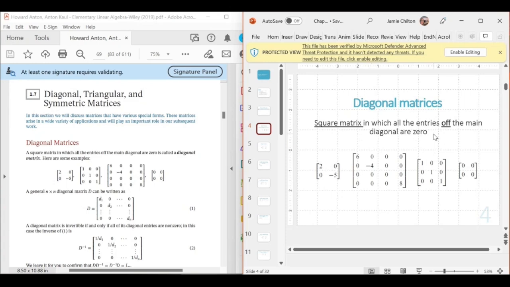Okay, we got diagonal matrices. Can anybody guess by looking at these matrices here what is meant by a diagonal matrix? The only entries are in the main diagonal. The only non-zero entries are along the main diagonal. So everything else is zeros.